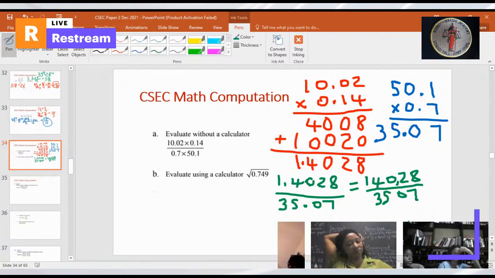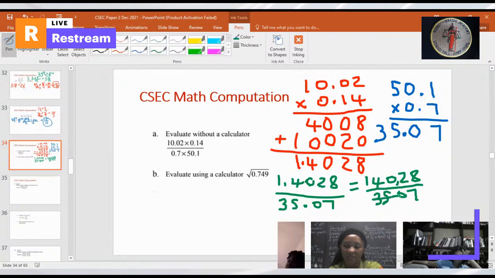So first it's 35 into 140. But it's not just 35. Can we reduce it? I'm looking at these digits and I'm seeing clearly that there's a number that can go into all of them. Look at the digits: 7. 7 can go into all of them. So let's reduce it by 7.